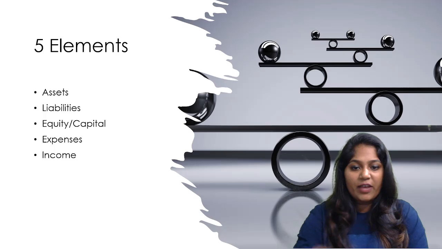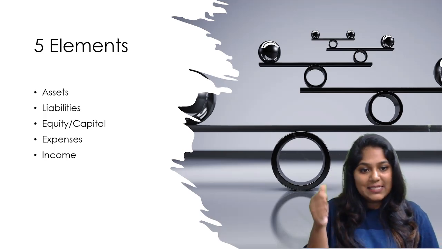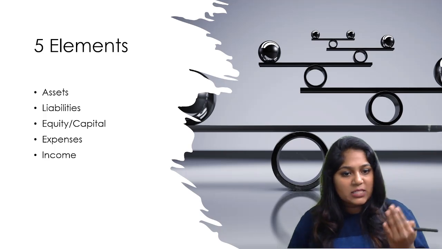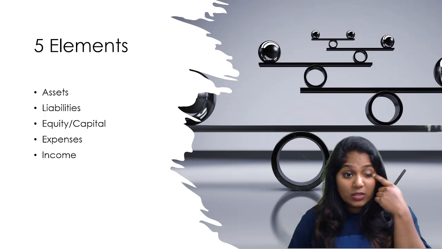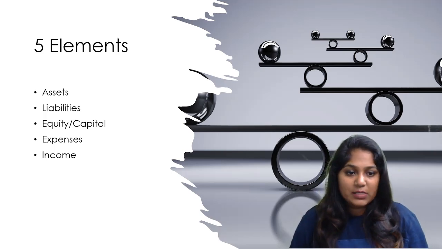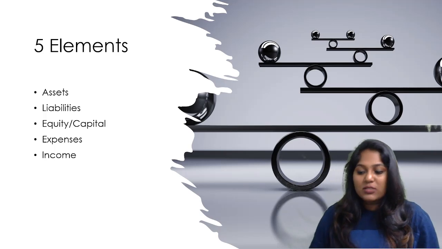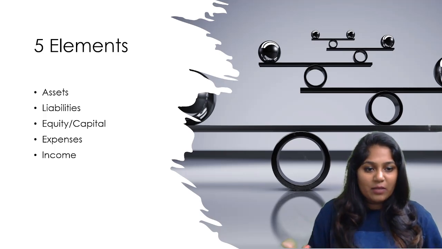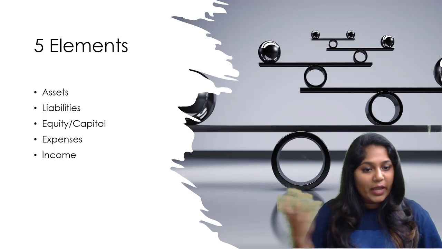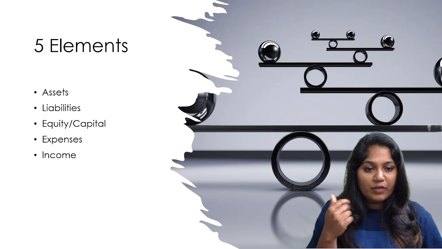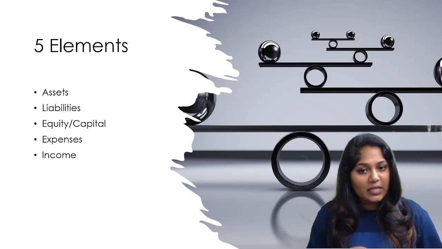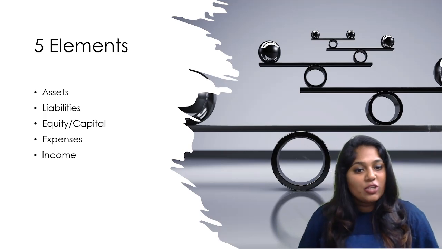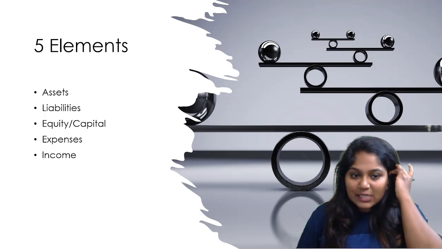So what are those five elements? Those five elements are assets, liabilities, equity or called capital, expenses, and income. These are all the five elements of financial statements. If you have seen my dual concept video, then by the time you come to elements of financial statements, you should understand why five elements. If you go to any business, the maximum types of transactions that you can expect in an organization are these five elements plus one more transaction, which is called dividend or drawings, depending on the organization structure.